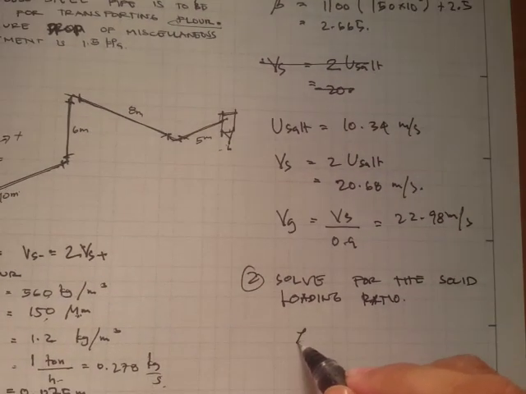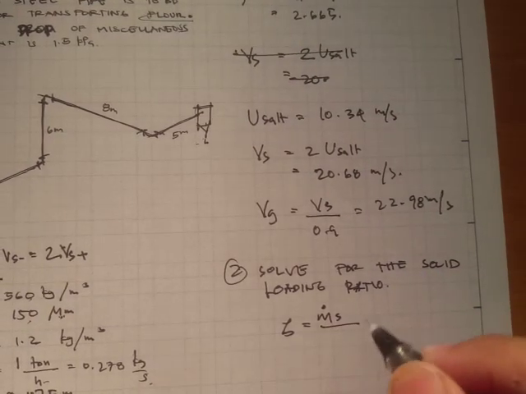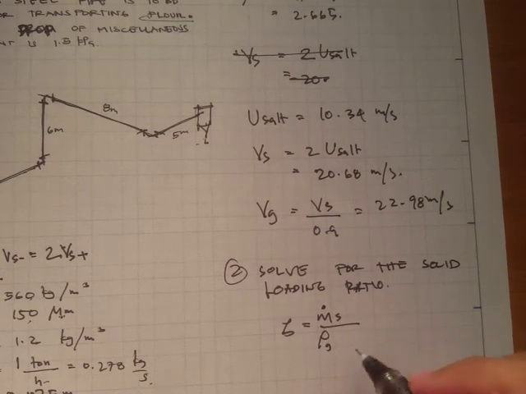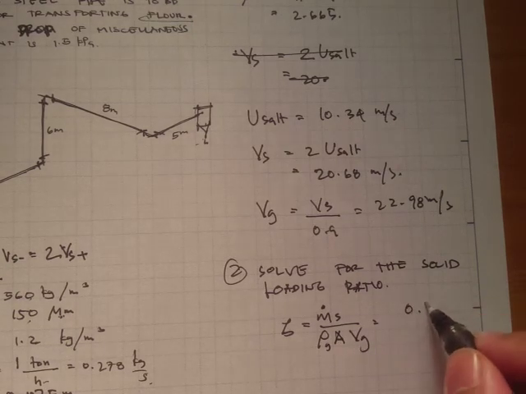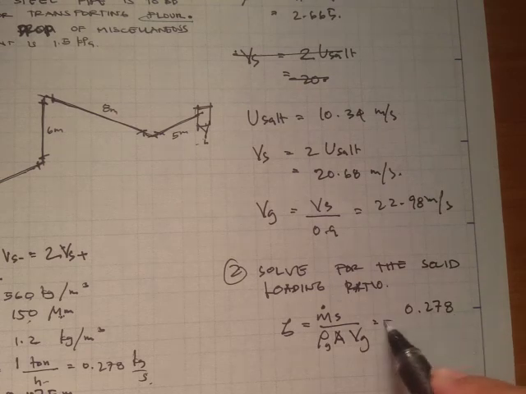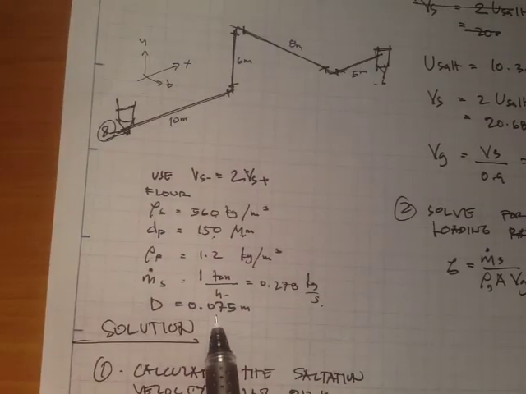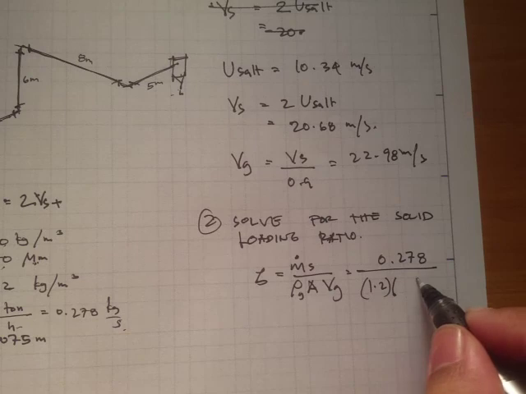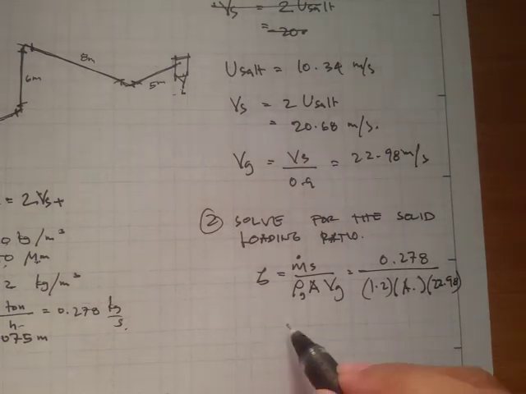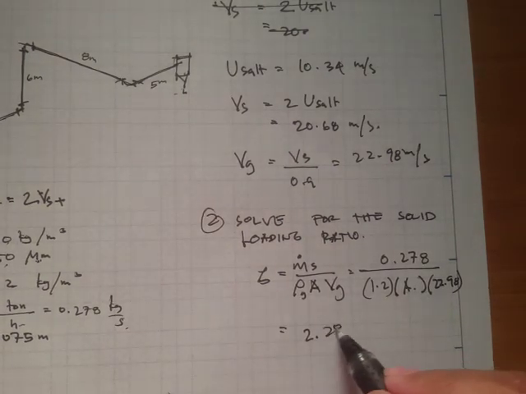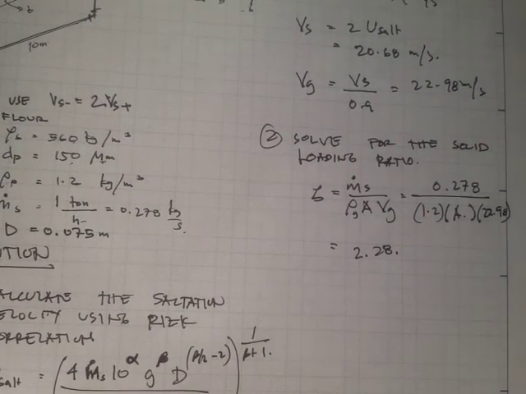Okay, so the solid loading ratio is just equal to the mass flow rate of the solids divided by the mass flow rate of the air. If we substitute the values, we have 0.278 divided by 1.2 times the area, which is pi d squared over 4, times the velocity of 22.98. And we have a value of 2.28.